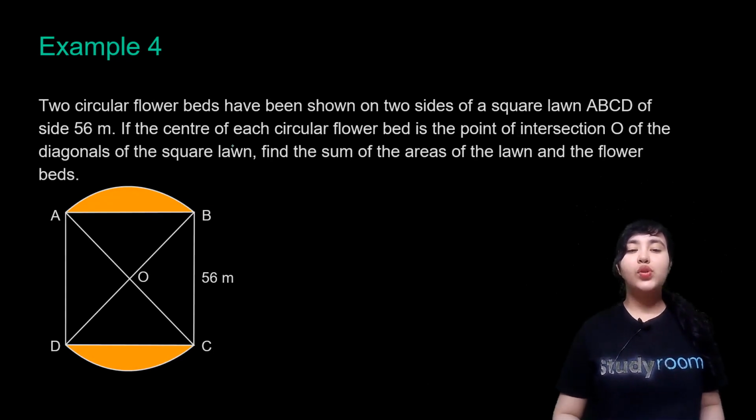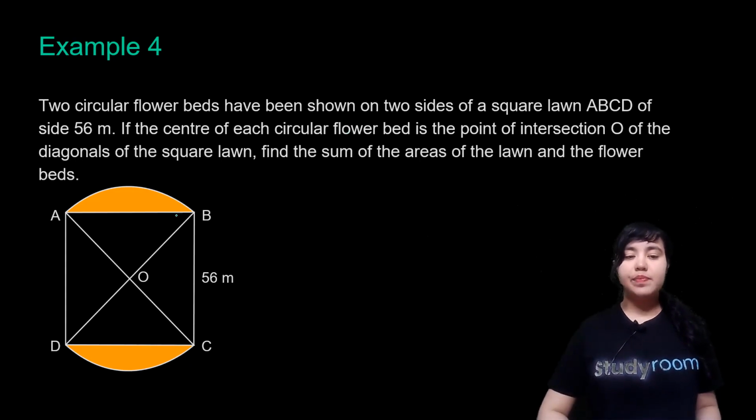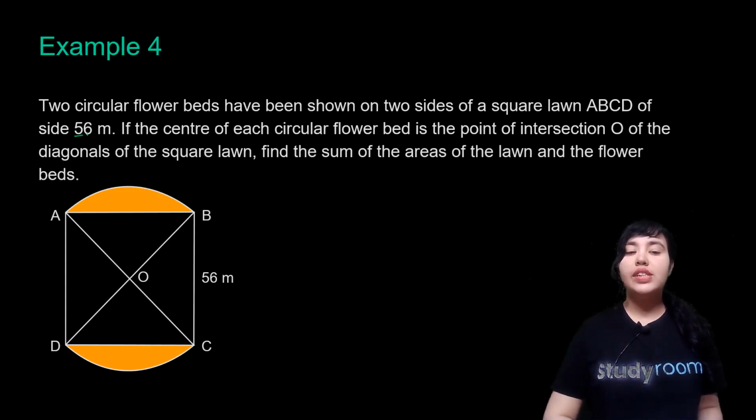So here we have two circular flower beds. You can see them. So AB and CD, they are two flower beds, and they are on two sides of a square lawn ABCD. Now this square lawn has a side 56 meters. So you can easily find out the area of a square. If the center of each circular flower bed, because every circle has a center, right? And the center of both these flower beds is this point O, which happens to be the point of intersection of the two diagonals AC and BD also for the square lawn. You have to find the sum of the areas of the lawn and the flower beds.